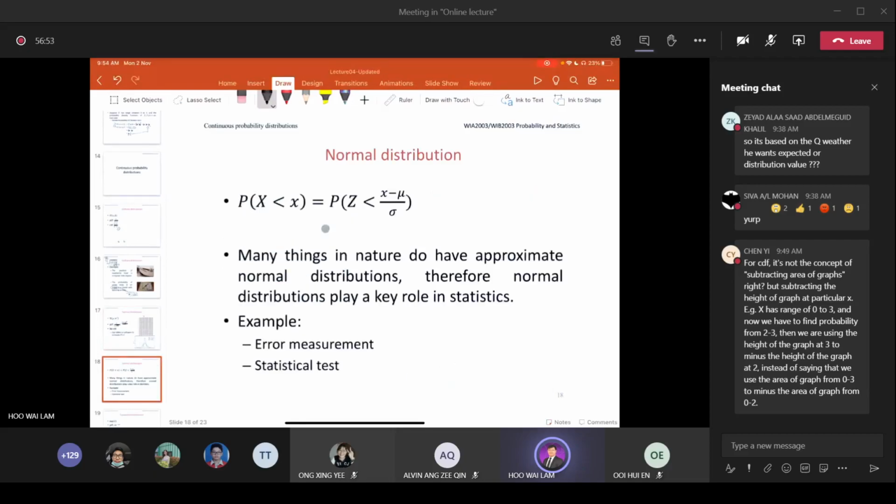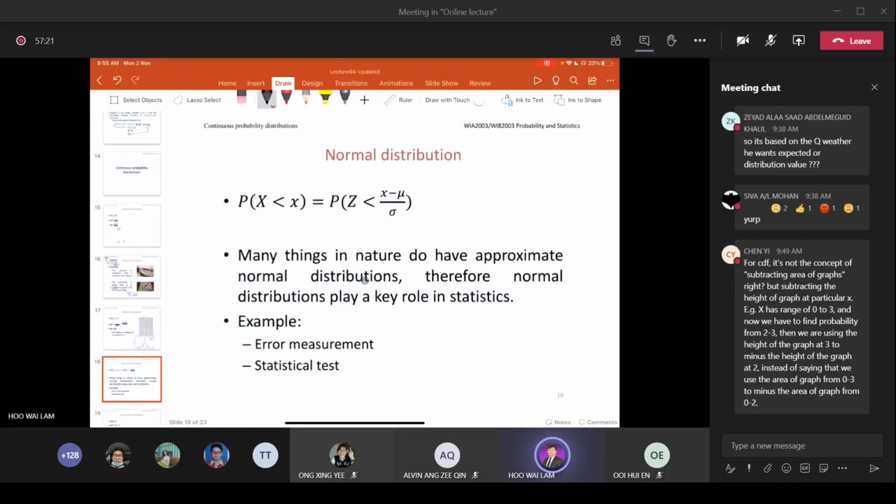So yeah, this one is probably a value for you to calculate. So many things in nature do have an approximate normal distribution. Therefore, normal distribution plays a key role in statistics. It's actually one of the main assumptions that we made for most of the data collection process, where it will follow an approximate normal distribution.